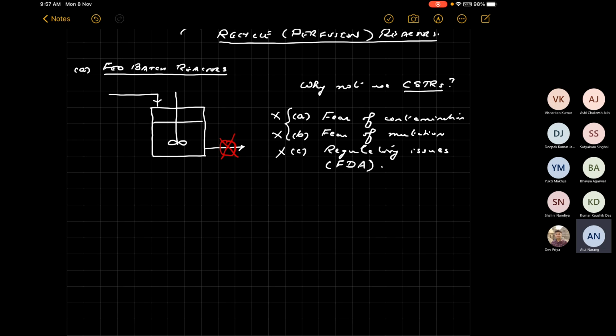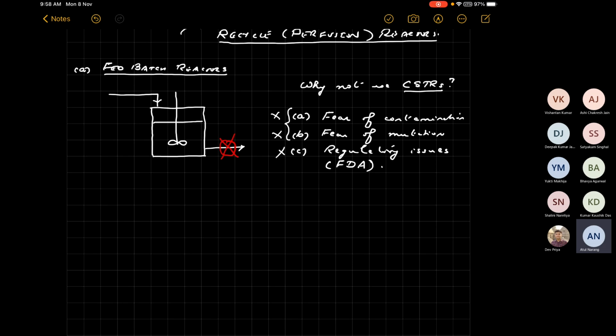Well, it turns out that many of the downstream processes for purification, such as chromatography and centrifugation, are not run very well in the continuous mode. So until these processes are also made continuous, the CSTRs will remain an object of laboratory research, but not industrial production.